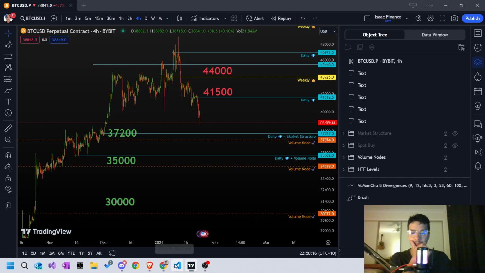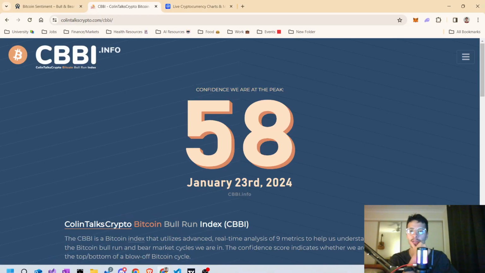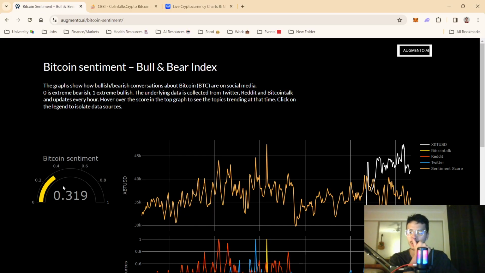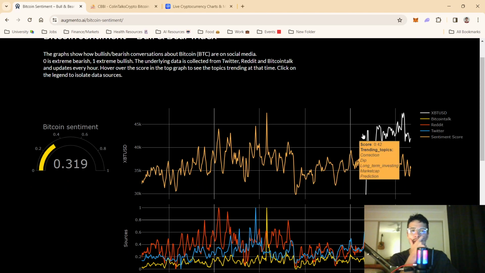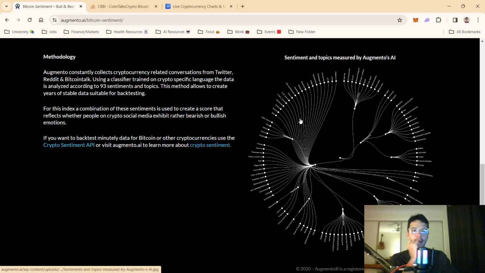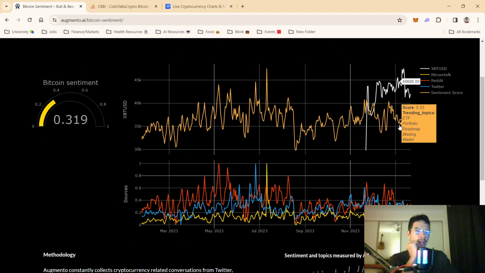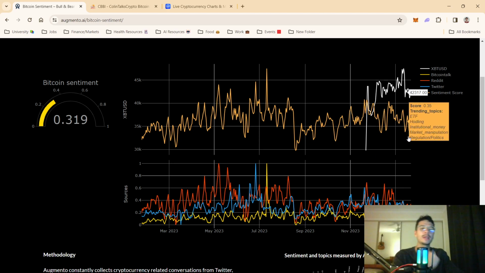We've also got, let's go on here for a second. We've got the Bitcoin sentiment at around 0.31%. This is an aggregation of different metrics using AI, and it looks at Twitter feeds, Reddit, sentiment scores, and it gives that. So we're sitting on a more bearish side, so this is good. It means we could potentially be seeing a reversal sometime soon.